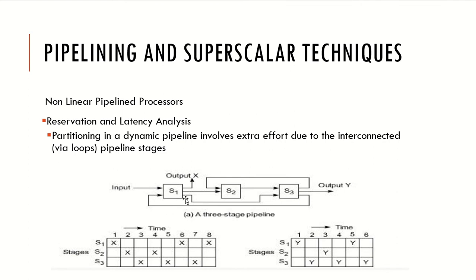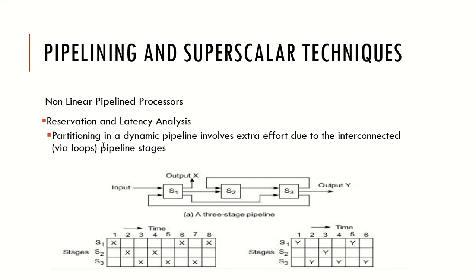Here you can see there is a straight connection from the stage S1 to S3. That is an example of a feed forward connection. Similarly, there is a connection that goes back from S3 to S2. That is called a feedback connection. A connection from S3 to S1 is there, and that is again an example of a feedback connection. So these are all possibilities of a nonlinear pipeline.